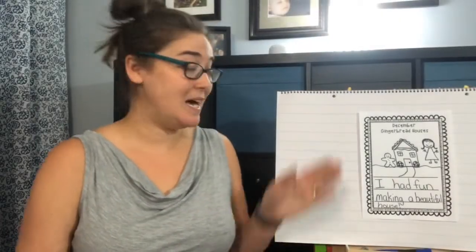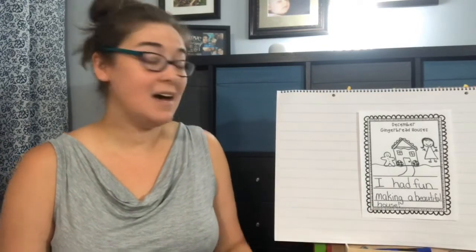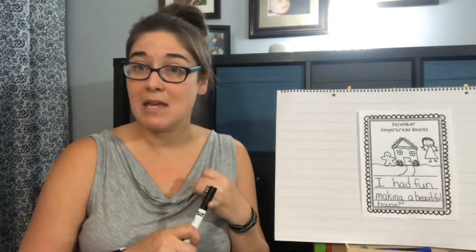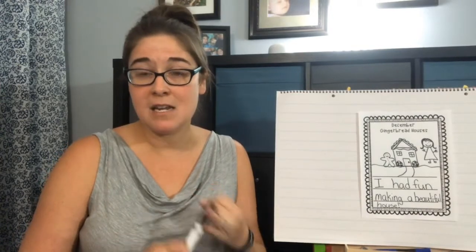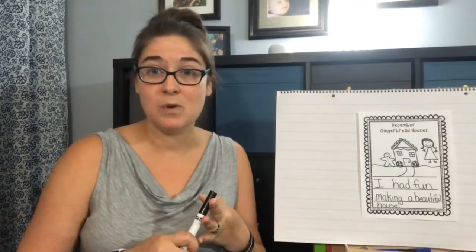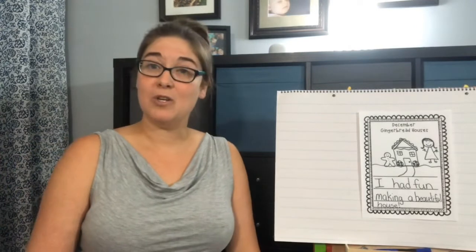All right, so that was my picture of our gingerbread houses that we made in December, and the sentence that I chose to write, that I had fun making a beautiful house. Now you can draw your own picture of the gingerbread houses and things that you did in your class on that day in December. You can write about what you used to make your house. You might write about how it was fun. You might write about how you and your friends were building houses together. You decide what memory from that day you want to draw and write about. So go ahead and make your December page about your gingerbread houses that you made in school in December.